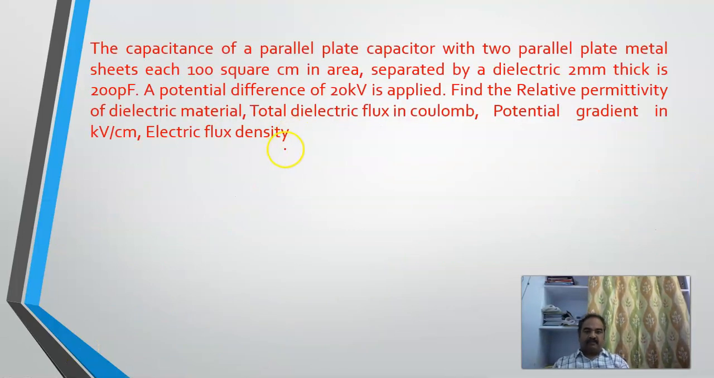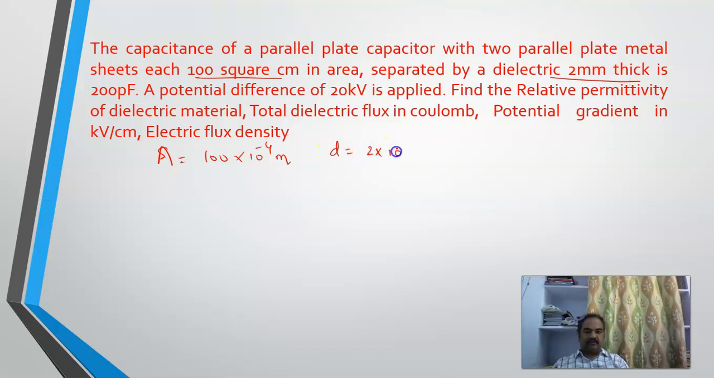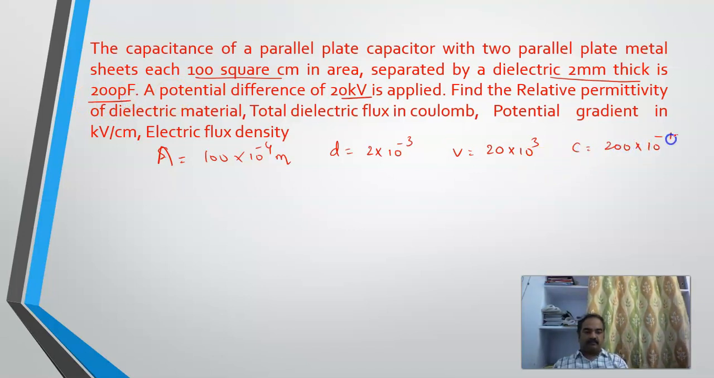Okay, so the first thing is you write down separately. The area is 100 square centimeters, which is 100 into 10 to the power of minus 4 meters square. The thickness D is equal to 2 into 10 to the power of minus 3. V is equal to 20 into 10 to the power of 3. This is the capacitance. I am not mentioning any units here.